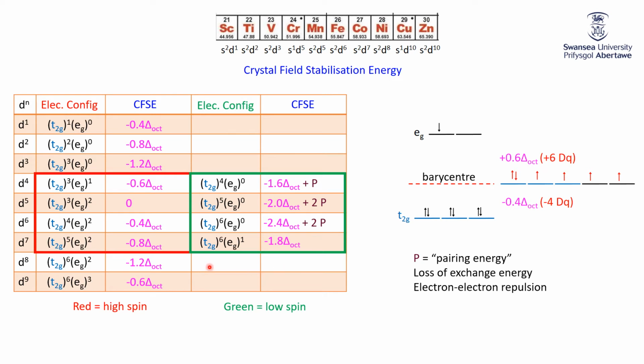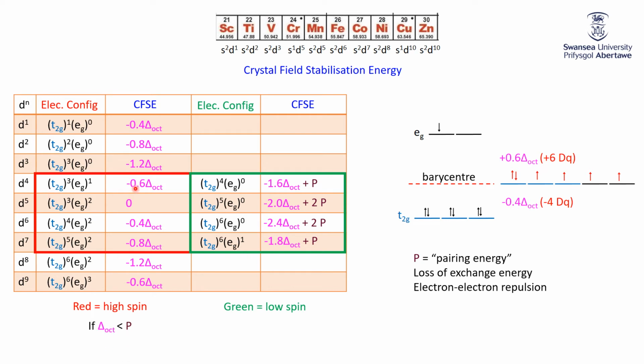And of course, D8 and D9, we don't distinguish between low spin and high spin. Okay, now compare the crystal field splittings here for our low spin versus high spin. And I hope you can see this little pattern.